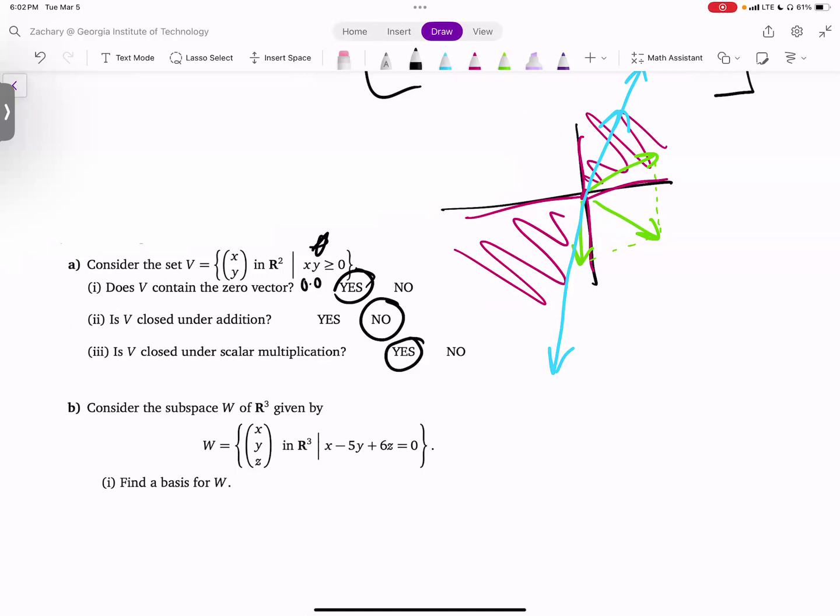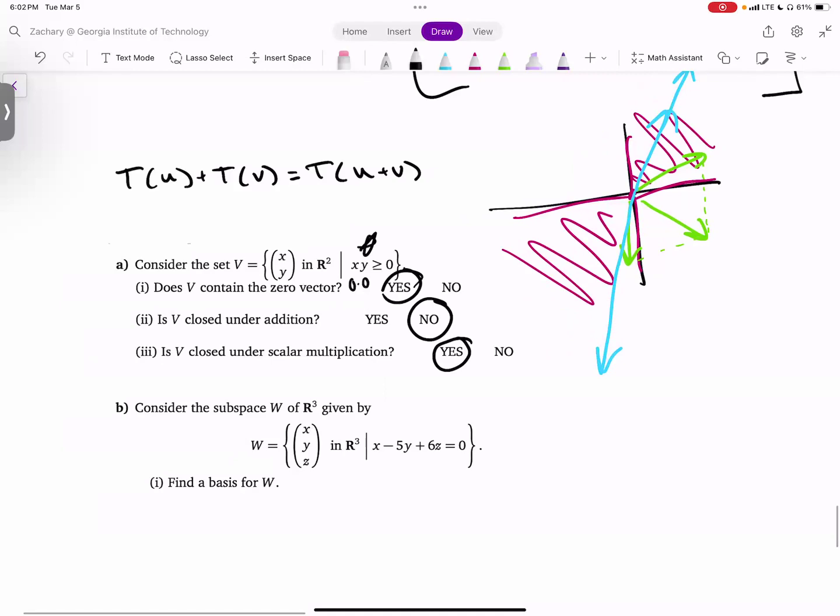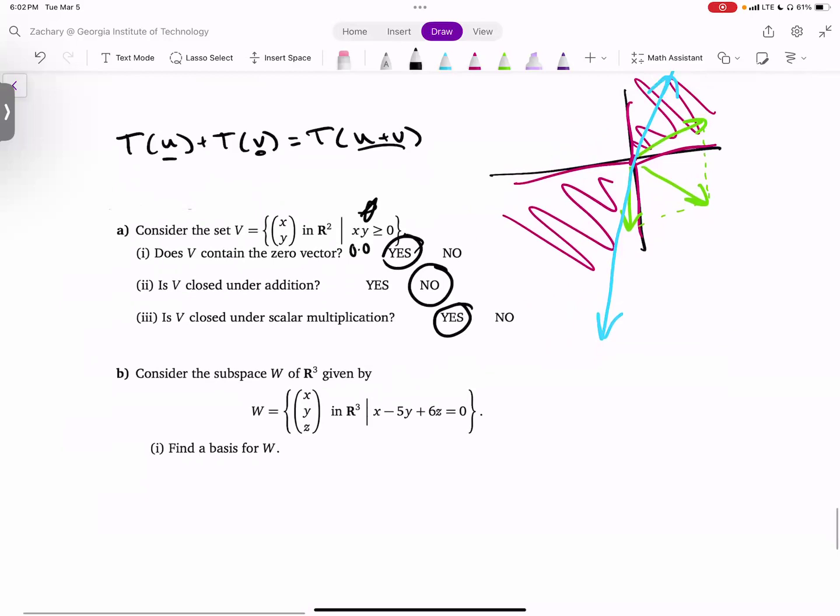Another way that you can write these in transformation speak is the transformation of u plus the transformation of v is equal to the transformation of u plus v. That's closed under addition, okay? So this is saying if u and v are in the space, is their sum's transformation in the space as well? In this case, it's no. Closed under scalar multiplication is T of c times v equals c times T of v. Okay, it doesn't matter if you multiply before or after, and it shouldn't if it stays in the space.